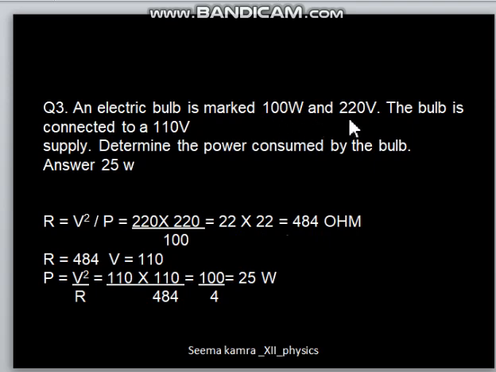So whenever this combination is given in the question, power and voltage, using power and voltage you can always find the resistance of the device. Okay, so resistance is calculated. Next line of the question is, the bulb is connected to a 110 volt supply. So determine the power. Resistance we have calculated, 484, and now for voltage you have to use the new one, 110. You don't have to use this voltage. This was only the rating or specification of the bulb to calculate the resistance.